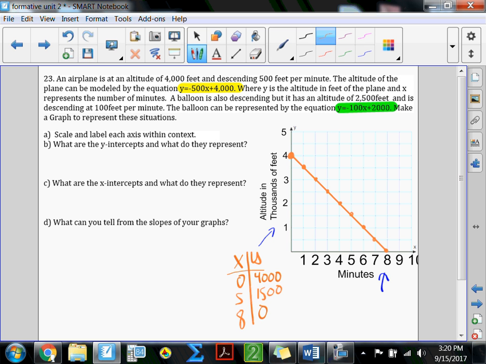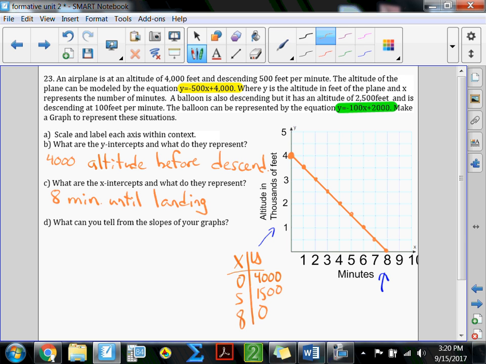So what are the y-intercepts and what do they represent? The y-intercept for the airplane is 4,000, and that represents its current altitude, or its altitude when it starts descending. So altitude before descending. The x-intercept is going to be 8. That takes 8 minutes before the plane is on the ground. So 8 minutes until landing.